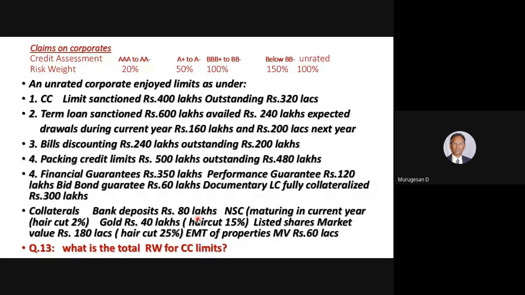Land and house property are not approved under Basel III. Remember, for the purpose of calculating credit risk weight, it is not approved. It is approved for credit purposes; your sanctioning authorities may have it. But Basel III doesn't recognize mortgaged properties as a form of collateral. And what will they recognize? Bank deposit 80 lakhs, fully 80 lakhs, no haircut. NSC maturing in the current year, haircut 2. So what does it mean? So the NSC, how much have they given?